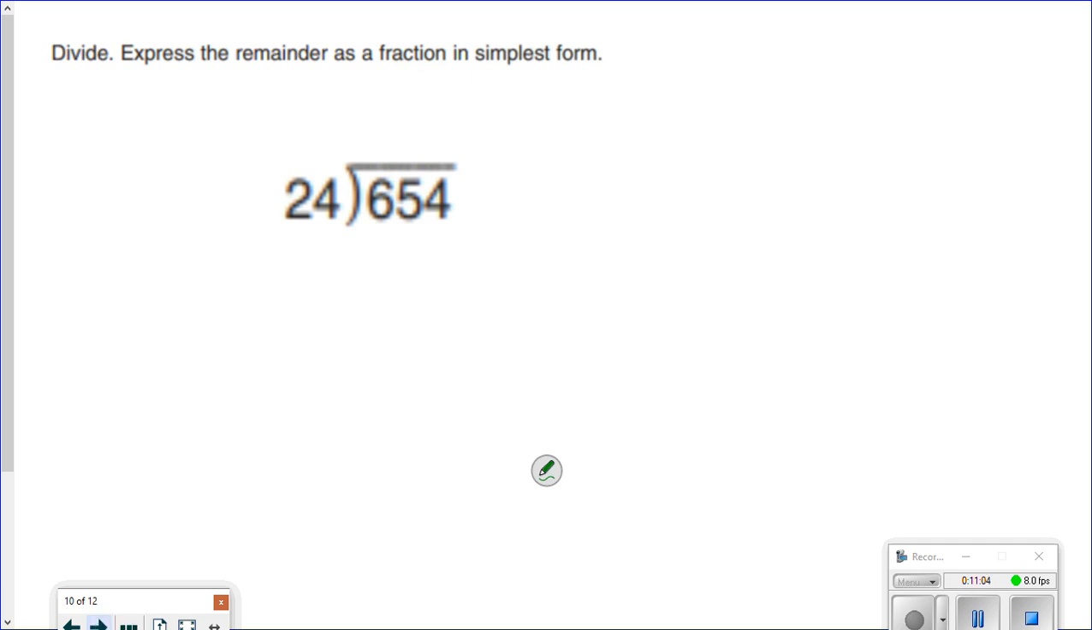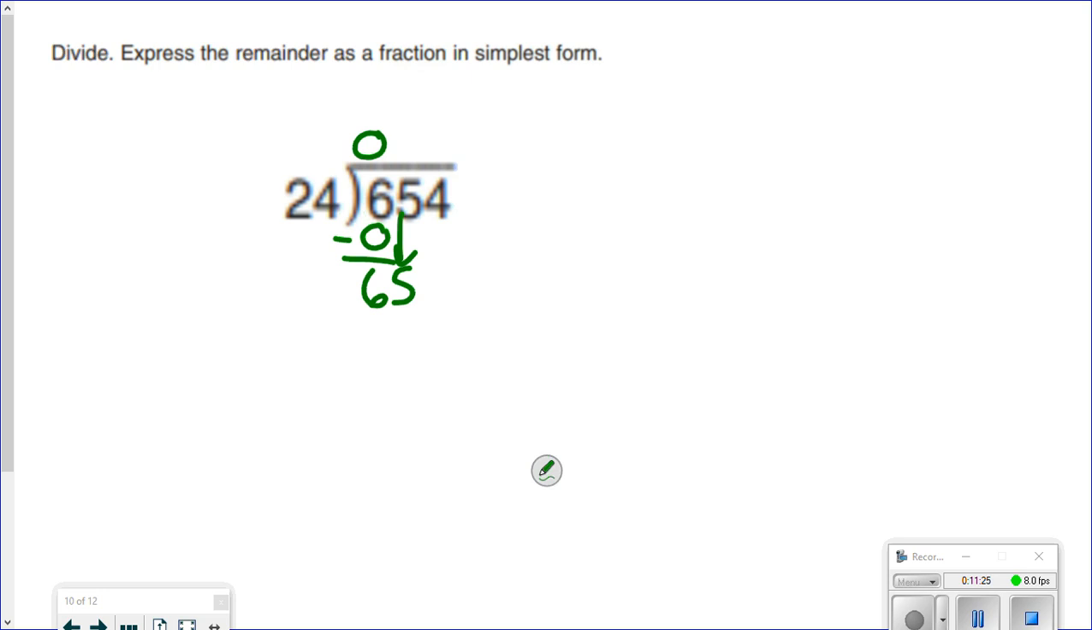Can 24 go into the number 6? It can't. So I'm going to put a 0. I'm going to subtract. Please follow along. Some of you are still struggling with division. 6 minus 0 is 6. I'm bringing down a 5. How close can 24 get to 65? Well, I know 24 times 3 would be too close to 75 because 24 is close to 25.